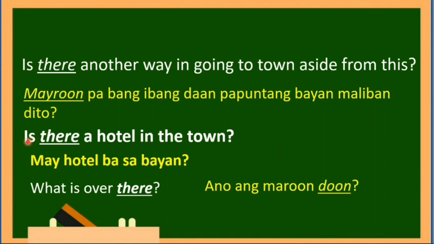And then next naman, is there a hotel in the town? Sa Tagalog, may hotel ba sa bayan? Ang there dito ay katumbas naman ng word na may sa Filipino. Next, what is over there? Sa Filipino, ano ang meron doon? Mapapansin natin dito na itong there ay ang katumbas niya sa Filipino ay doon.